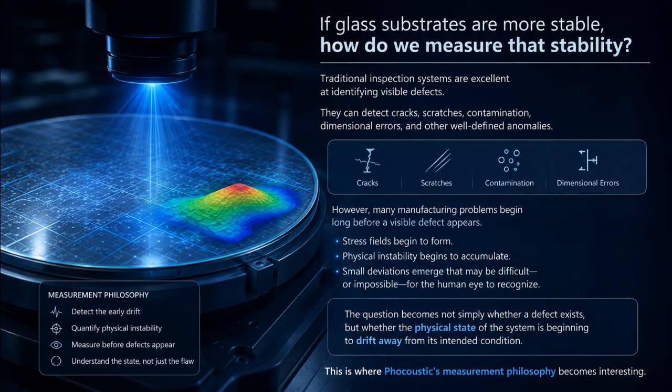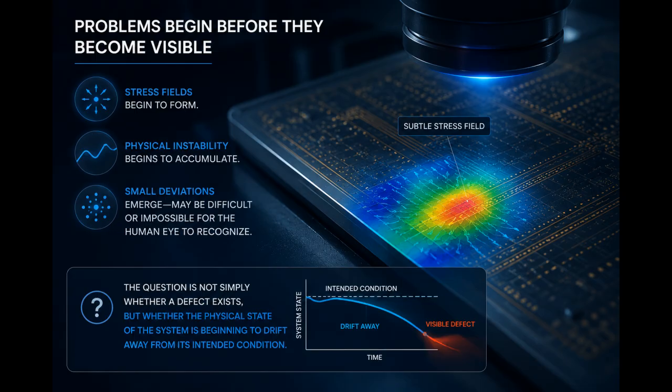Traditional inspection systems are excellent at identifying visible defects. They can detect cracks, scratches, contamination, dimensional errors, and other well-defined anomalies. However, many manufacturing problems begin long before a visible defect appears. Stress fields begin to form, physical instability begins to accumulate, small deviations emerge that may be difficult or impossible for the human eye to recognize. The question becomes not simply whether a defect exists, but whether the physical state of the system is beginning to drift away from its intended condition.